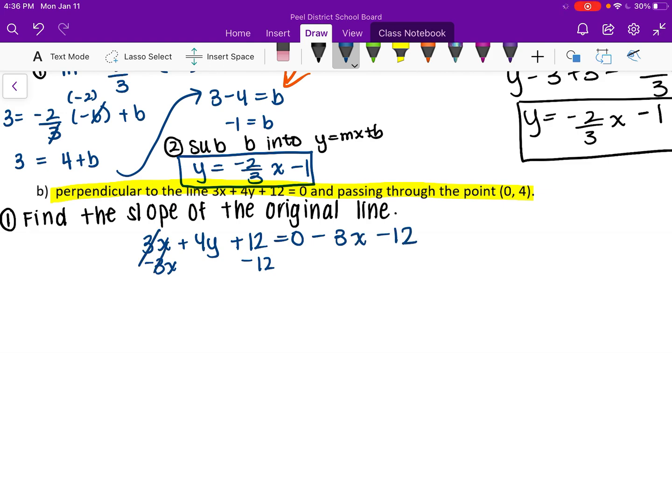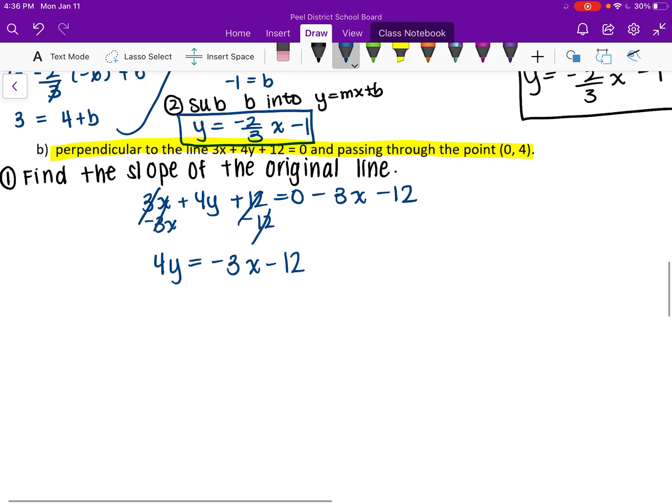These two will cancel each other out, so I'll be left with 4y. These two will also cancel each other out, so I'll be left with negative 3x minus 12, right? Got to divide both sides by 4 because you want to get that y on its own. So I'm left with y equals negative 3x over 4 minus 12 over 4.